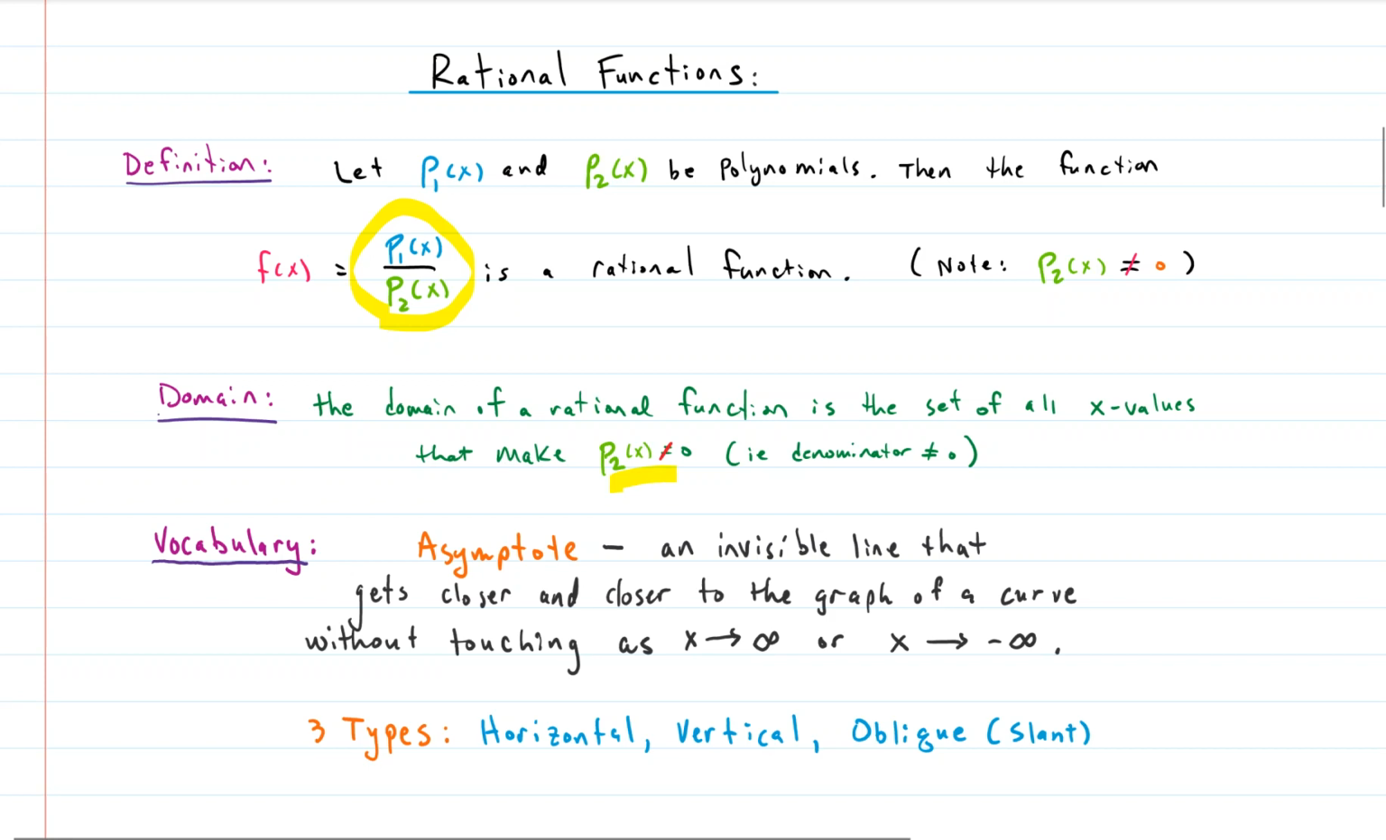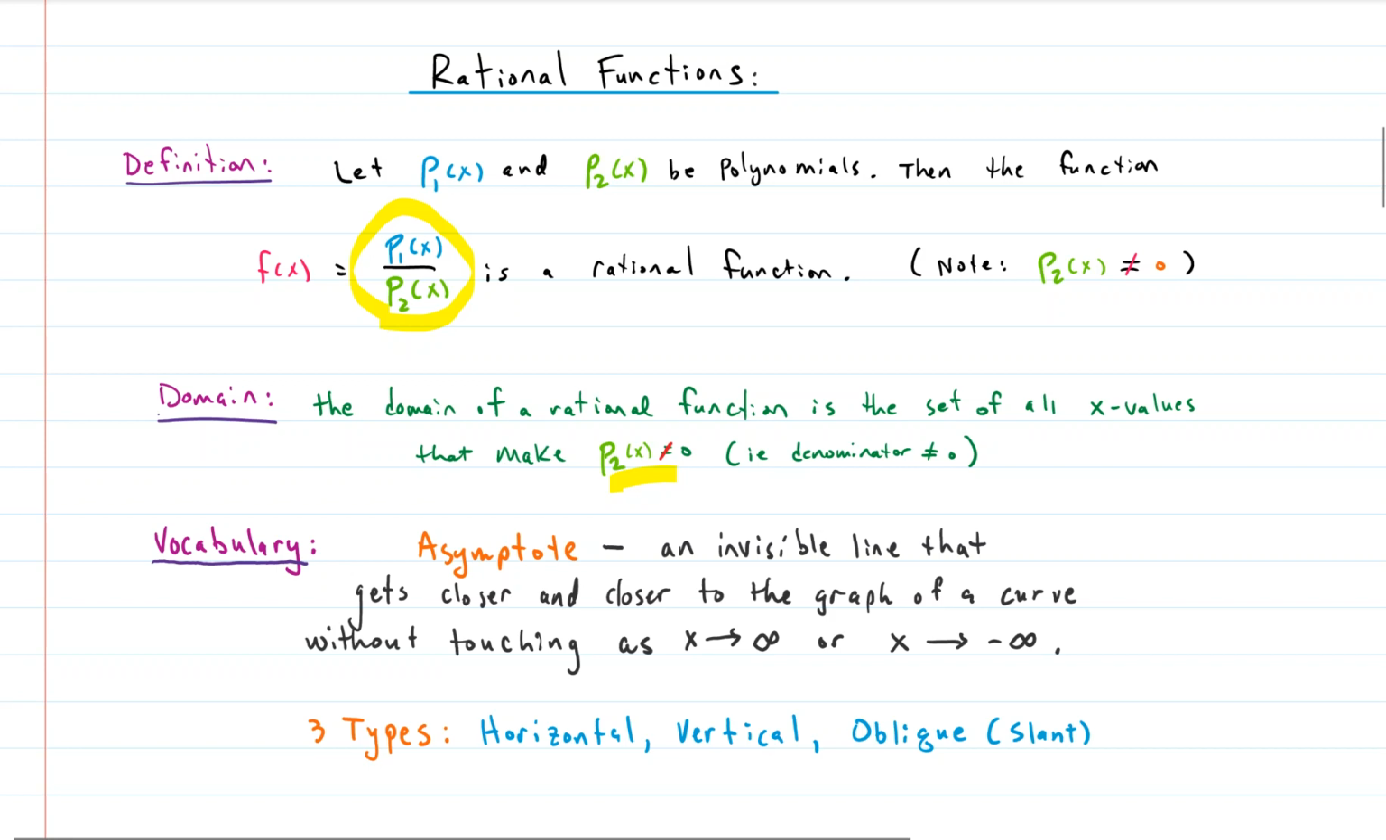Asymptote. That is a pretty weird word, right? An asymptote is an invisible line that gets closer and closer to the graph of a curve without touching the curve as x approaches infinity or negative infinity. So as x gets bigger or smaller, or as x approaches a specific value, like a, an asymptote will kind of draw the curve to it.